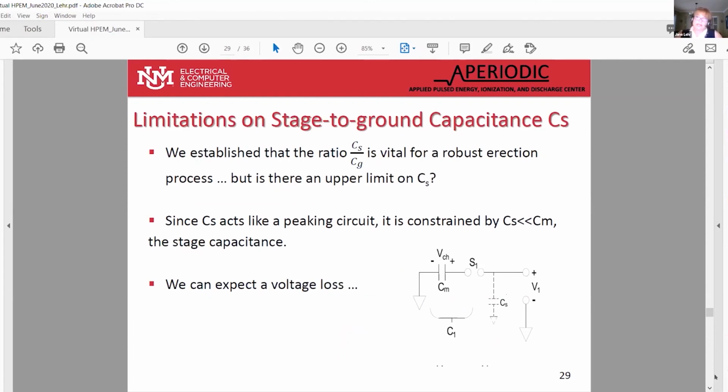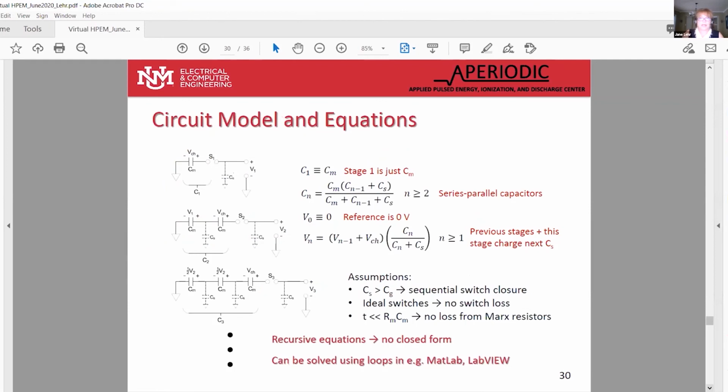So we can expect this to be inefficient, and we know we're going to get voltage loss. So the question is, how much voltage loss? Can we calculate that? Can we learn to expect it? So we started doing circuit analysis.